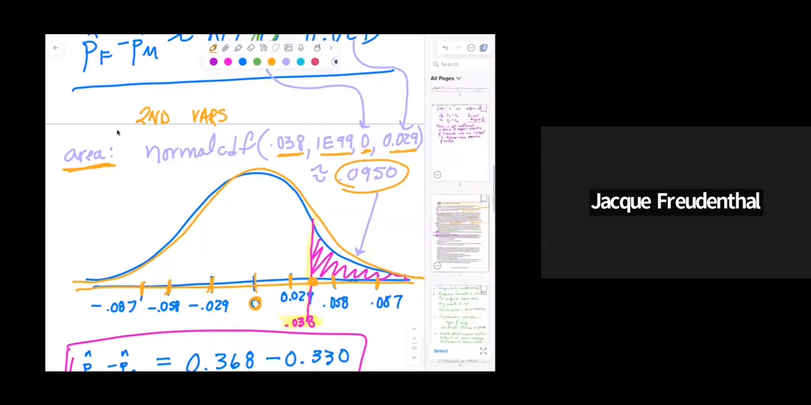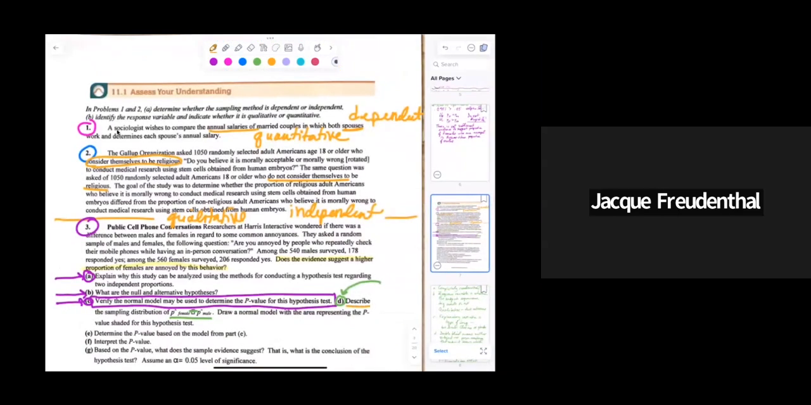So that was the question we needed to answer for part D. We described the sampling distribution. We found that it was normal. We found the mean and the standard deviation. And then we drew the normal model with that area representing the p-value.